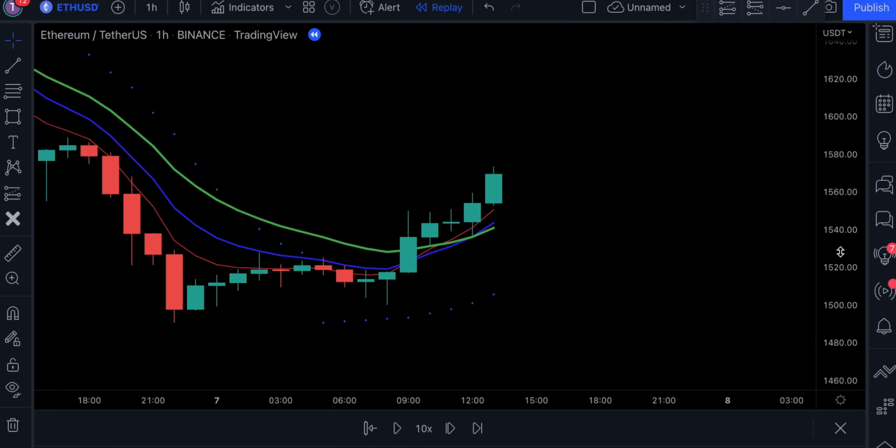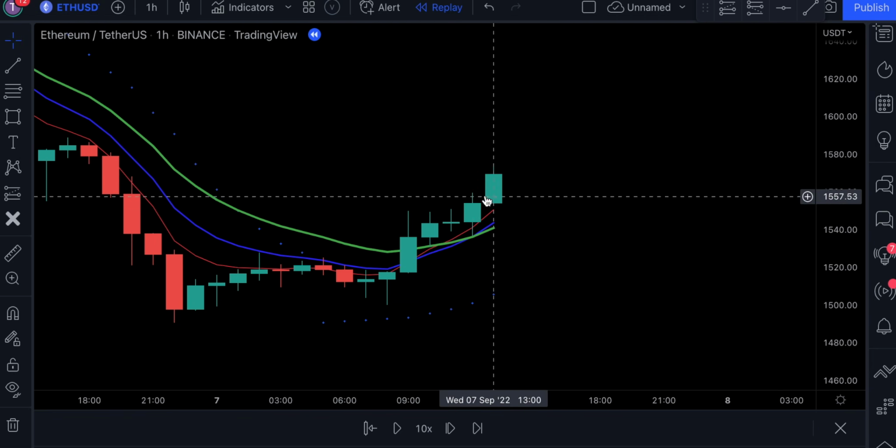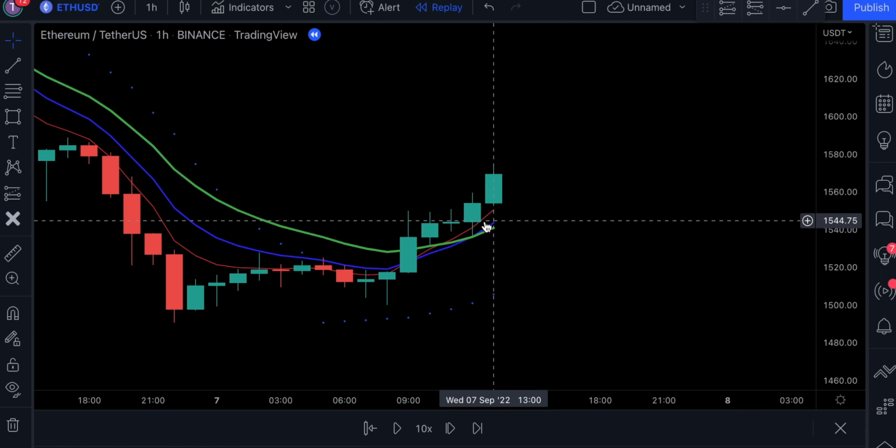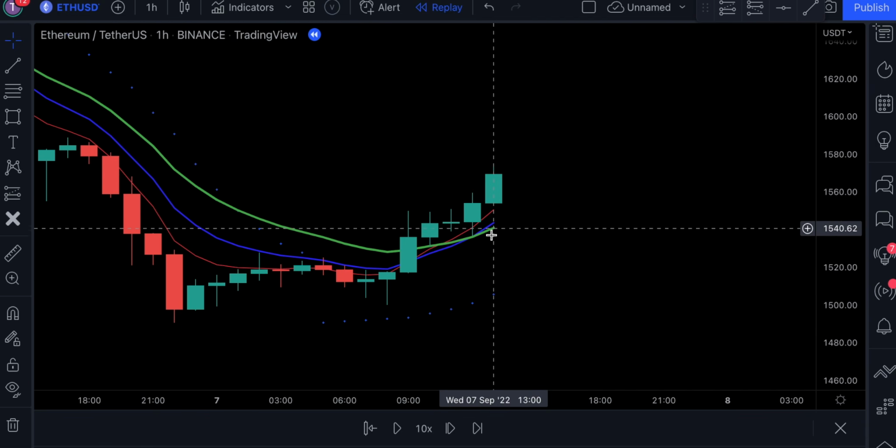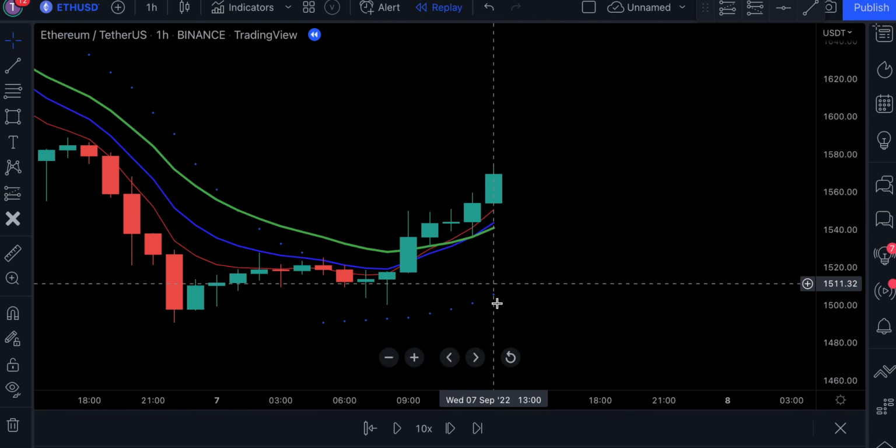Here's another example for a long position. We see the moving averages just aligned in a way so that on the top we have the 5 EMA, which is the red line. The blue line, which is the 8 EMA, is in the middle. And on the bottom we have the 13 EMA. And the Parabolic SAR also confirms the entry.